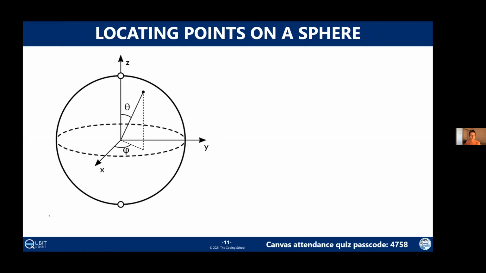Okay, so some practice problems. We'll start off with very basic states and we'll build up to more complicated ones and what they look like on the Bloch sphere.